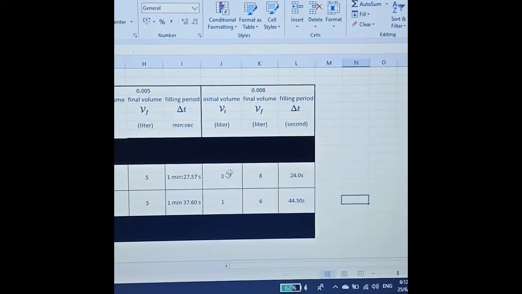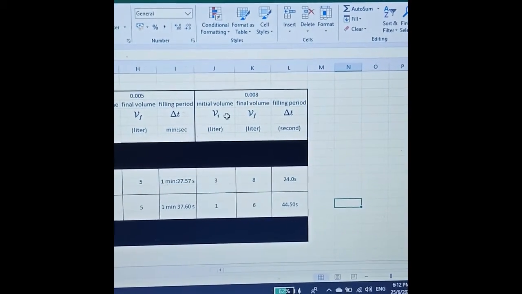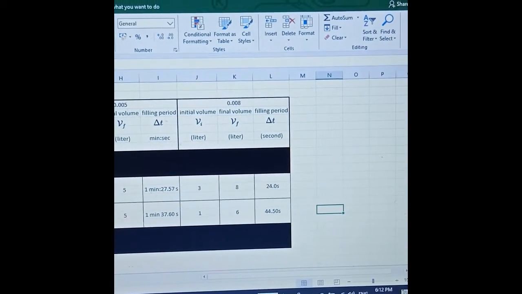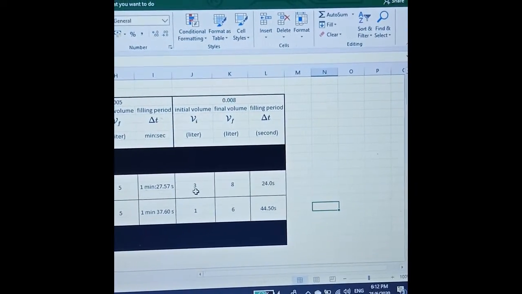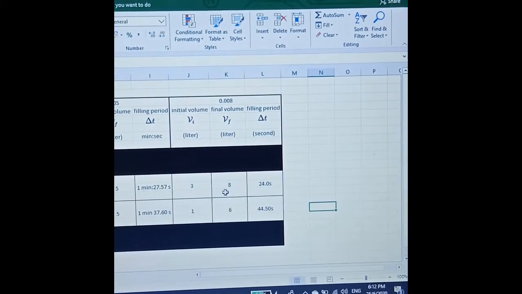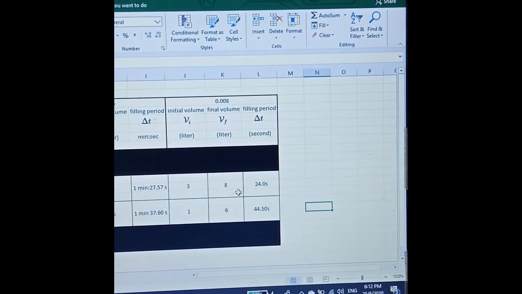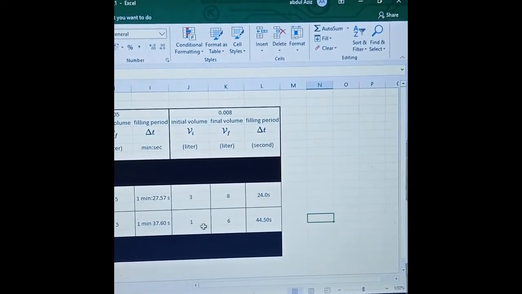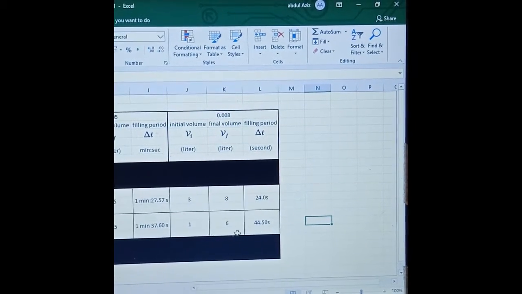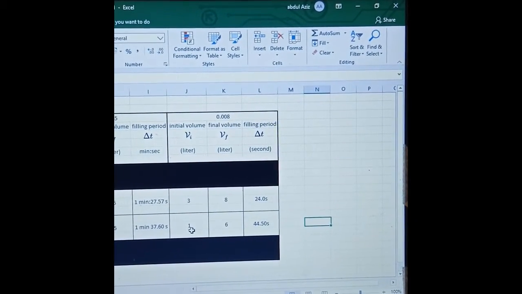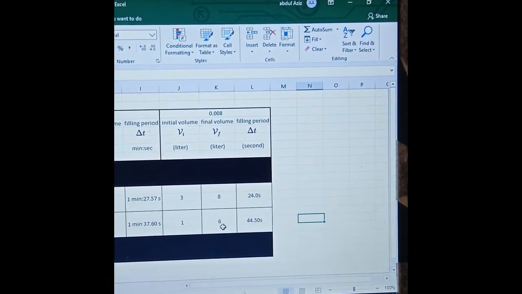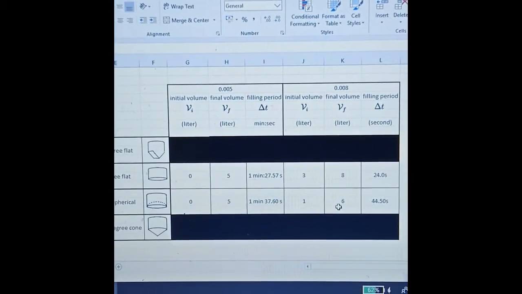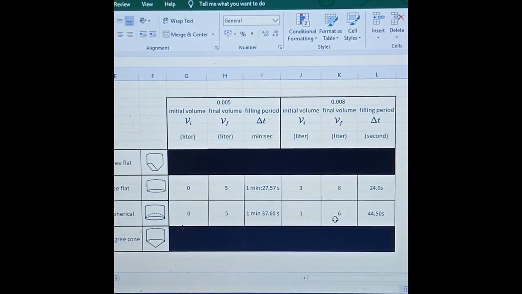And then we change the nozzle to the 8 millimeter diameter. For 0-degree flat, the initial volume was set at 3 liters and ended at 8 liters, and the filling period is 24 seconds. For hemispherical, the filling period is much longer, but we start at a different initial volume, which is 1 liter, and we ended at 6 liters. So this is the information that you're going to use to write a report for this experiment.